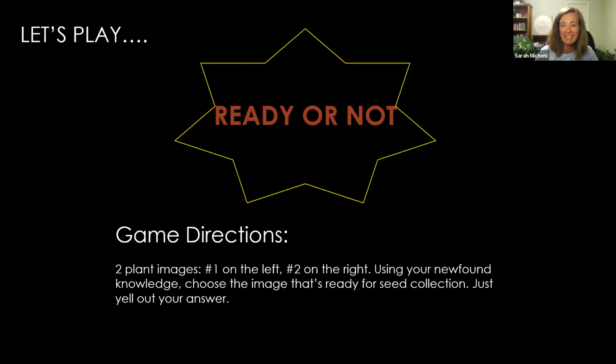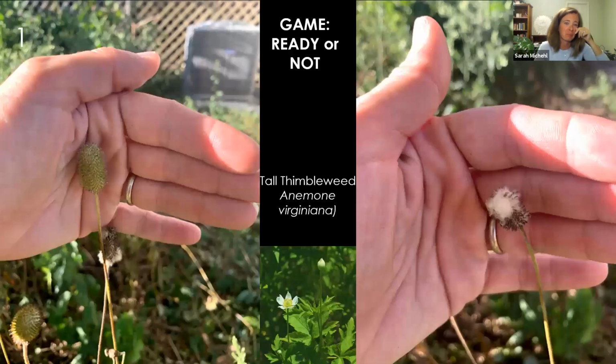Ready or not. So with all of your newfound plant knowledge, I'm going to show you a series of images side by side, and I want you to determine from looking at them which one is ripe and ready to be collected and which one is not. Just yell out your answer. You don't need to put it in the chat or Q&A. Just yell it out. I'm going to tell you which one is right.